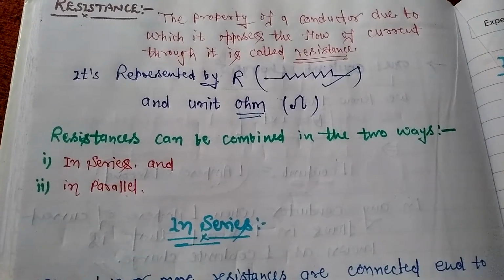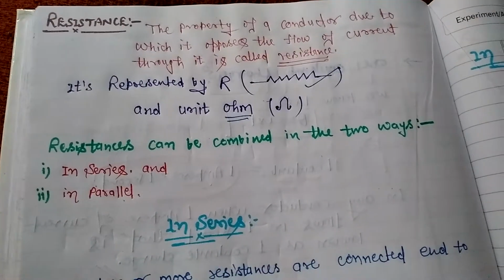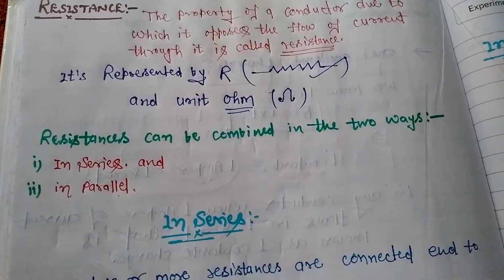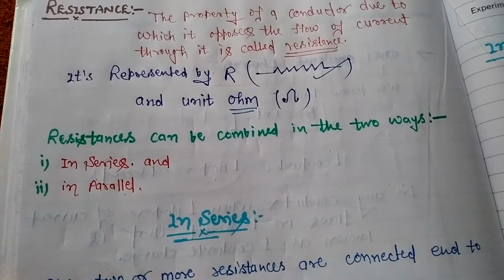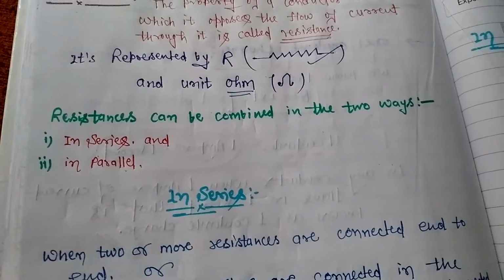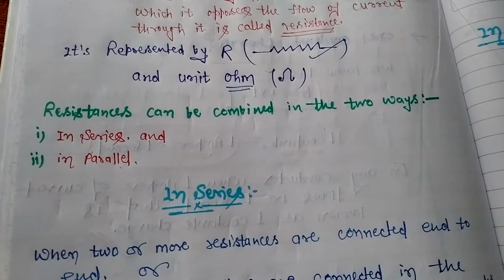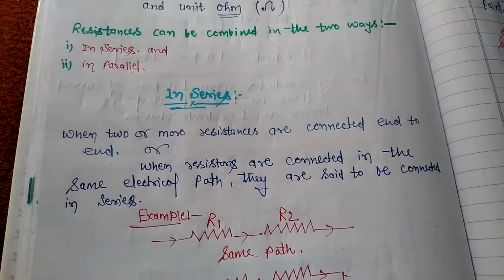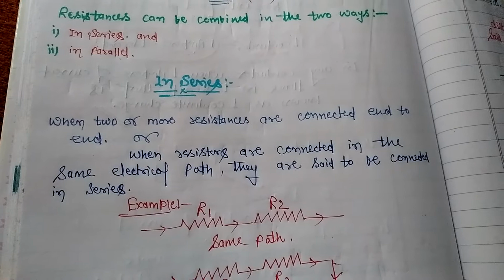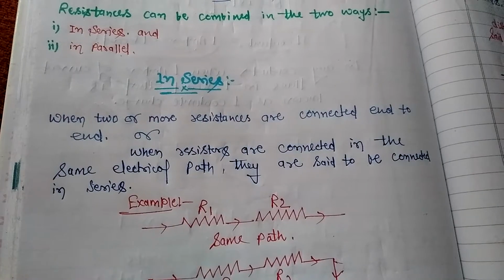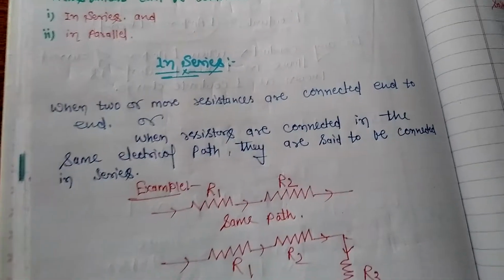So dear students, as we are discussing, resistance is an electrical appliance which can oppose the flow of current, and we can arrange resistances in two ways. The first is in series and the second is in parallel. Resistance can be combined in two different ways. The first one is series resistance. Dear students, you have to learn and understand how two or more resistances can be connected in series and in parallel. First one is in series.